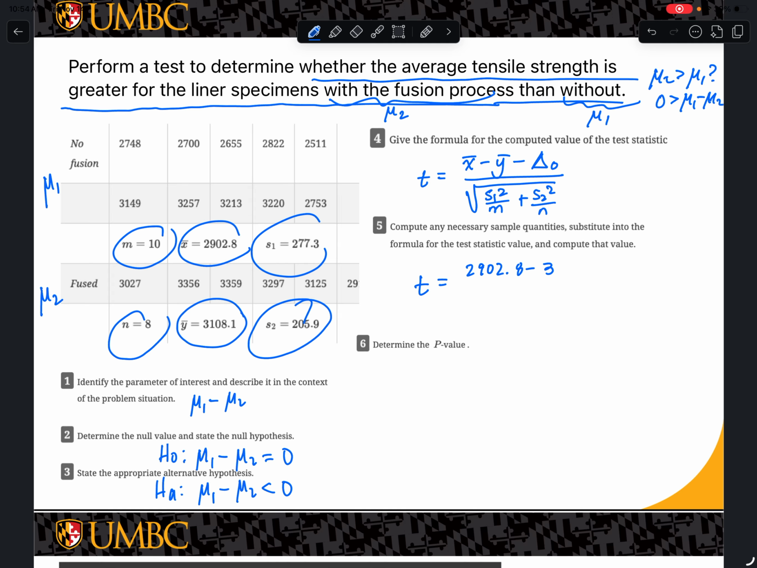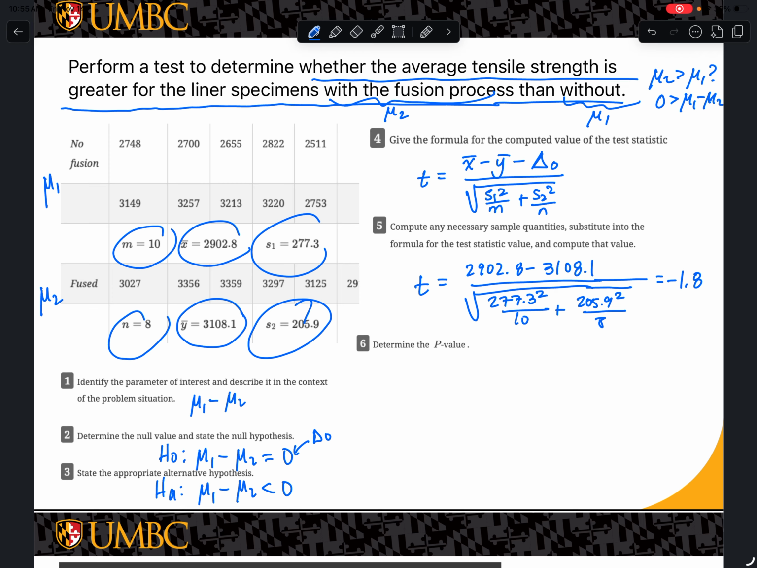So this is 2902.8 minus 3108.1. The null value, delta naught, is 0, so I'm just going to leave it off. Divide by the square root of 277.3 squared over 10 plus 205.9 squared over 8. And this is minus 1.8.